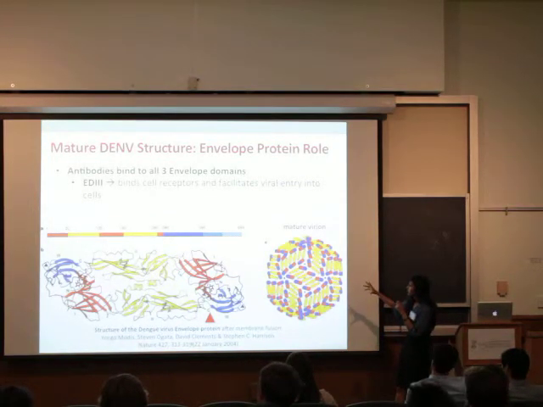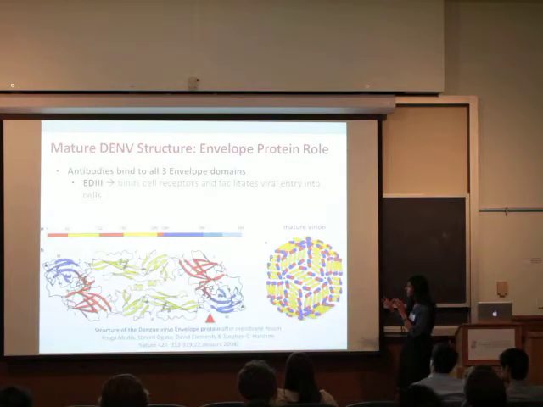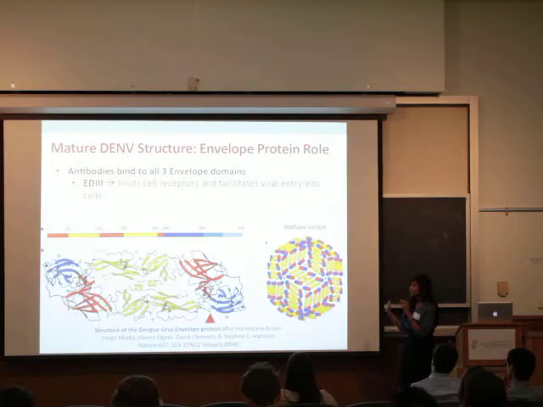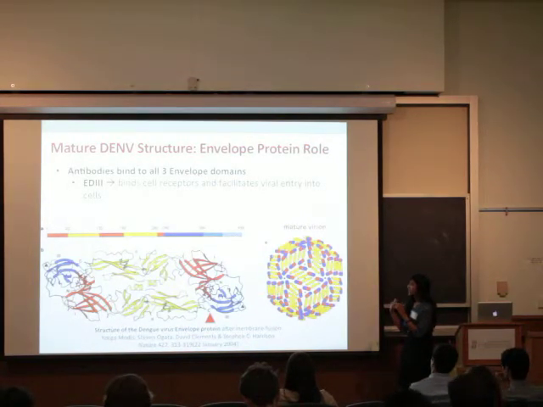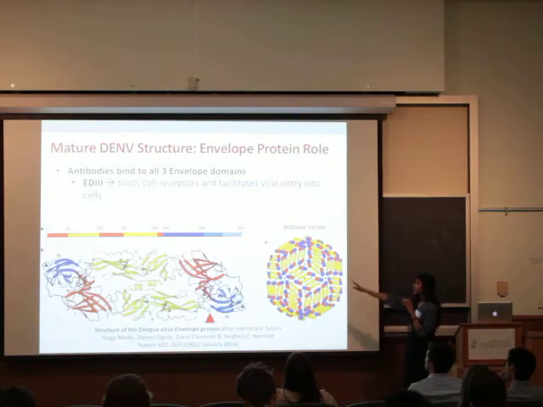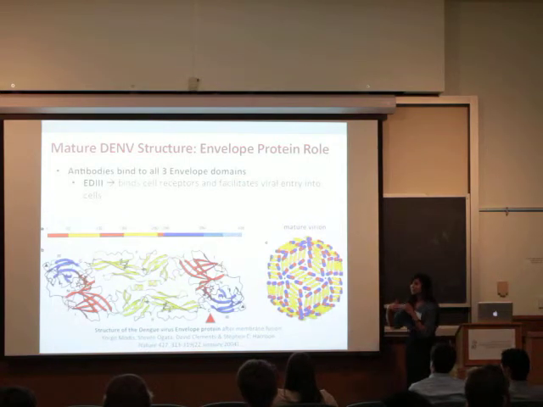Since the envelope protein is on the outer surface of the virus, it is one of the interfaces between the host's immune system and the infecting pathogen. Antibodies have been identified that bind to all 3 envelope domains, and specifically the region where we found higher diversity, envelope domain 3, has the additional role of binding to cell receptors and facilitating viral entry into the cells.